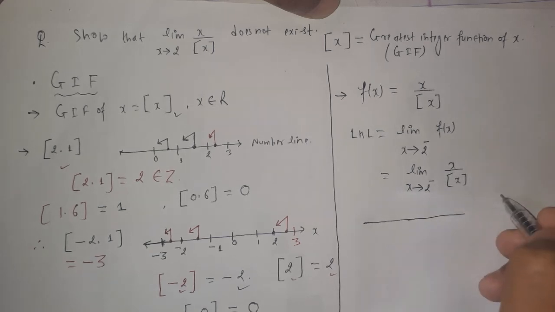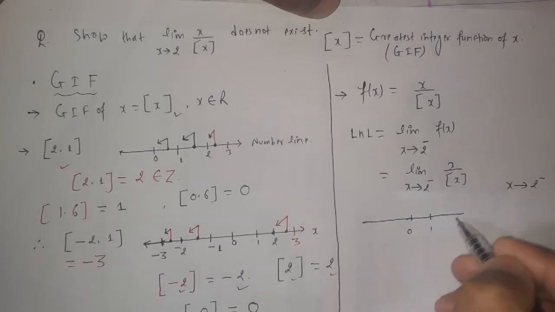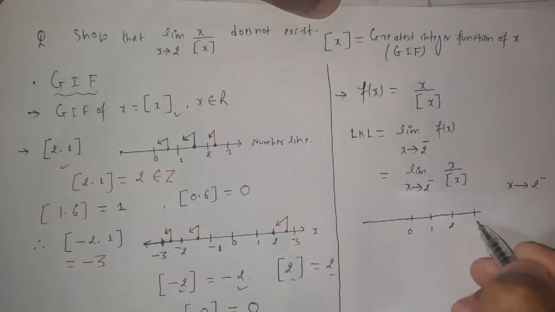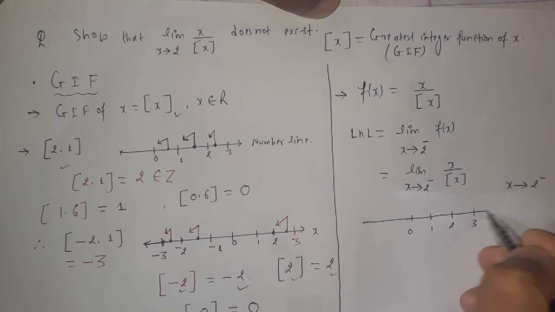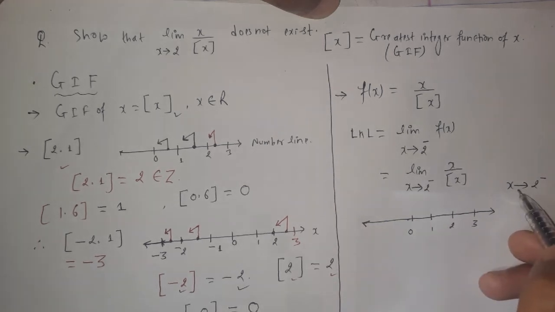Here x approaches 2 from the left. Let's make the number line here. This is 0, 1, 2, and let's say this is 3, and so on. Here the values of x are very close to 2, very close to the number 2 from the left-hand side.